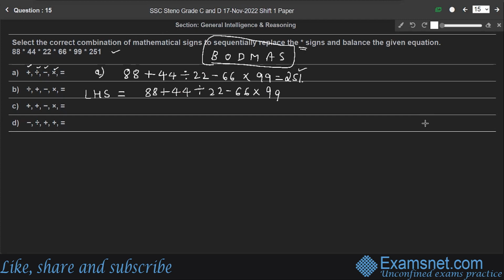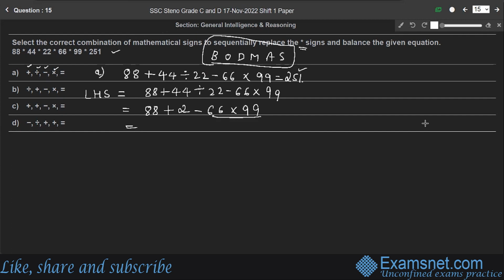According to the BODMAS rule, let us go for division first. So 88 plus 44 by 22, which is 2, minus 66 into 99. Next comes multiplication. After division, multiplication comes. So you have to go for 66 into 99 with a negative sign. You will get a large number, a huge number with a negative sign.